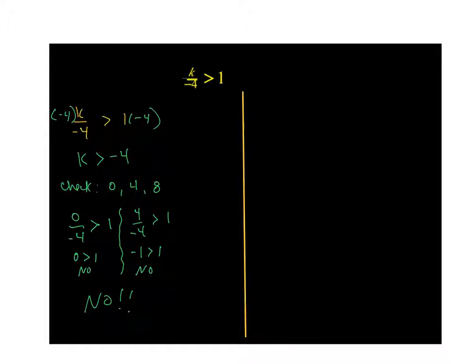Let's see if that new way works for this. So let's go back to the beginning. k over -4 is greater than 1, right? That's our original. Let's see what happens when I multiply both sides by -4 this time. Look what I'm going to do. I'm going to change that greater than into a less than. k is less than -4.